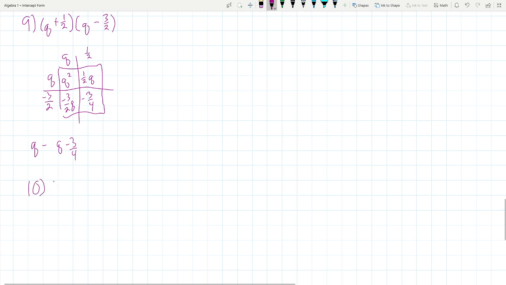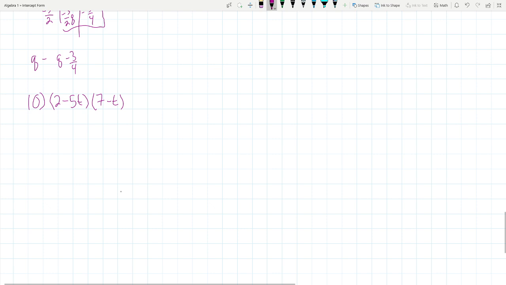Alright, number 10. We have 2 minus 5t, and we have 7 minus t. I'll do the FOIL on this one. Go ahead and give it a shot. You can use either method. Alright, 2 times 7 is 14. Oops, different color. 2 times negative t is negative 2t. Negative 5t times 7 is negative 35t. Negative 5t and negative t makes positive 5t squared.